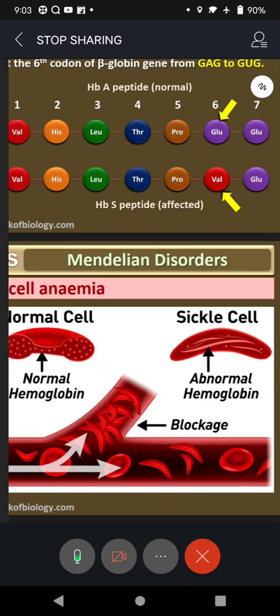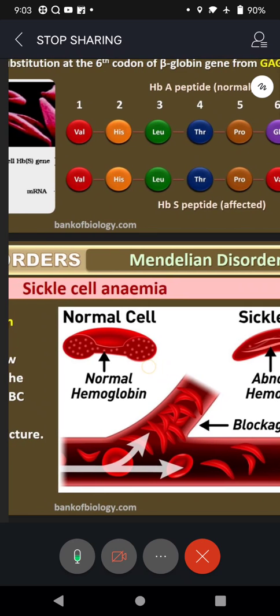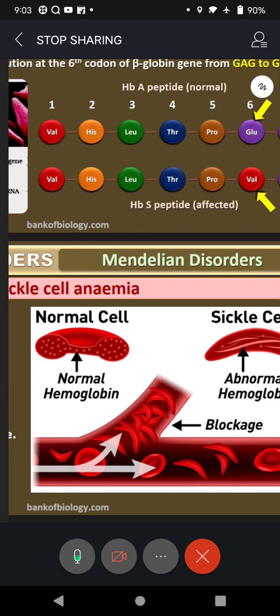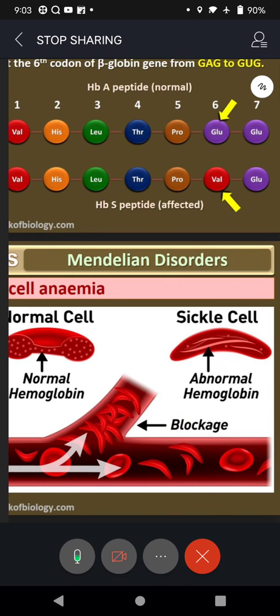The same thing is showing you exactly the physiology part of it. See the normal cell, normal hemoglobin, the disc shaped one. And when it becomes abnormal, see, when it loses its shape, the RBC shape becomes a sickle cell. See the abnormality in the hemoglobin. See those red dots. Can you observe?